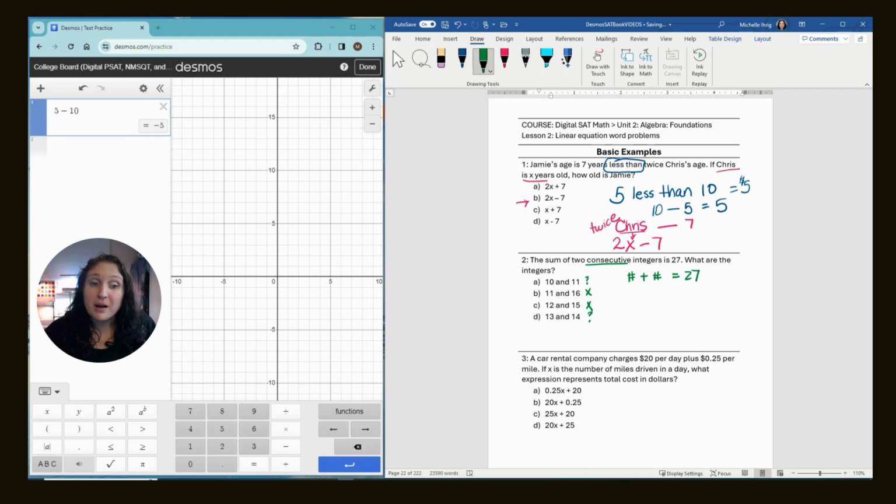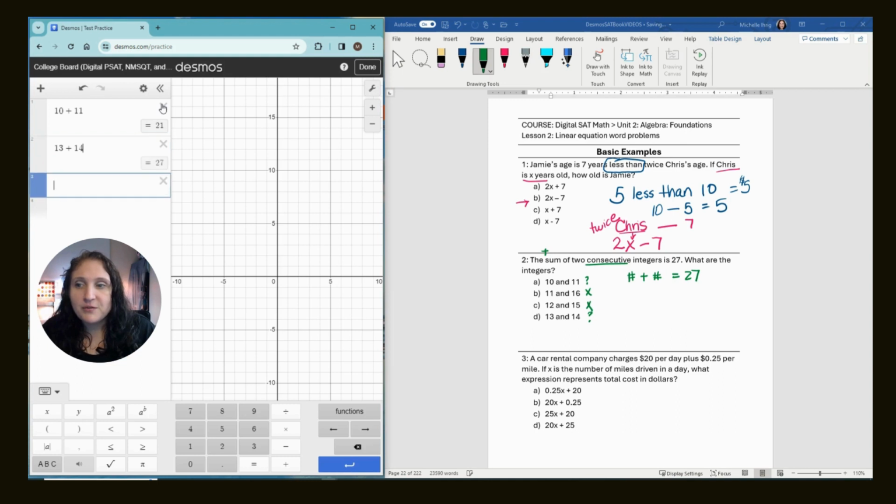But when I add them up, sum means add. So most of us can do 10 and 11 in our head. I'm going to do 10 plus 11, 21. 13 plus 14 is 27. So this is the correct answer. Notice how 11 plus 16 is also equal to 27, but they're not consecutive. So that's why they don't count.